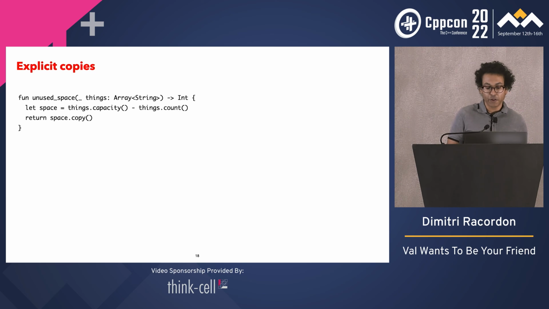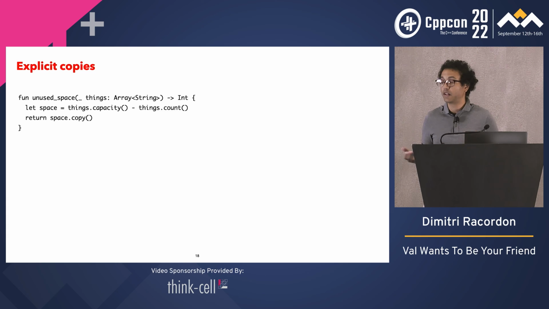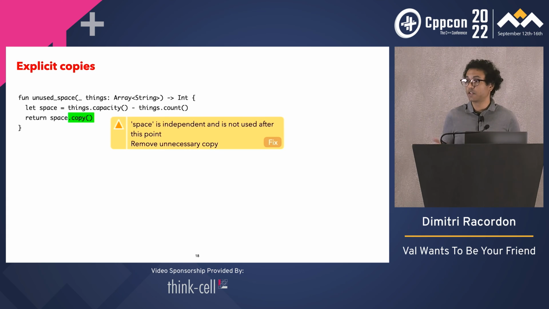Here we're looking at a function that returns a number of elements that can be appended to an array before new memory must be allocated. Since space is escaping, I put an explicit copy, right? This is what the rule says. But the compiler suggests that I remove the copy. Well, the reason is that the return statement is the last use of space. No other code is using that value anymore, so we may as well let it escape right here.